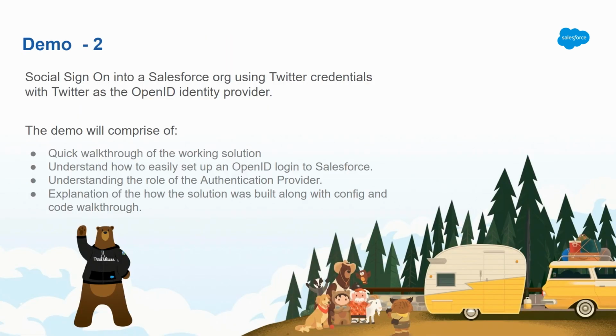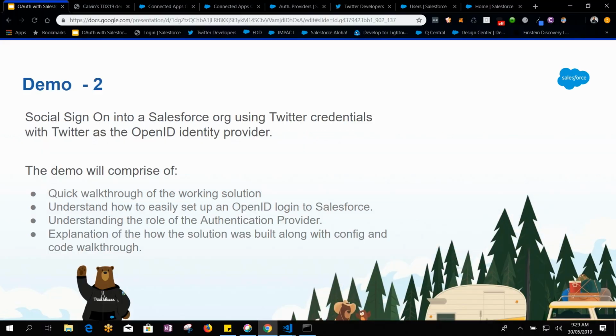Let's move on to our second demo. This will be a very short demo. In this, I'm trying to log into Salesforce using my Twitter credentials, and Twitter here is the OpenID Connect provider. We'll see how quickly we can set this up. It's pretty easy. We'll also see something called an authentication provider in Salesforce. So let's quickly look at that demo now.